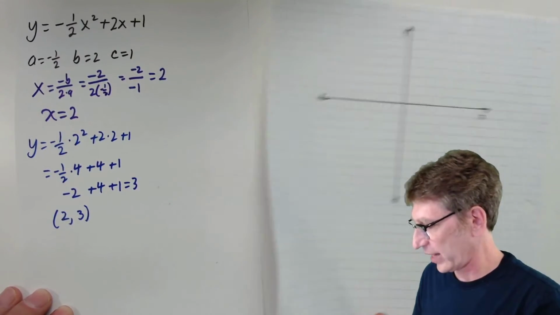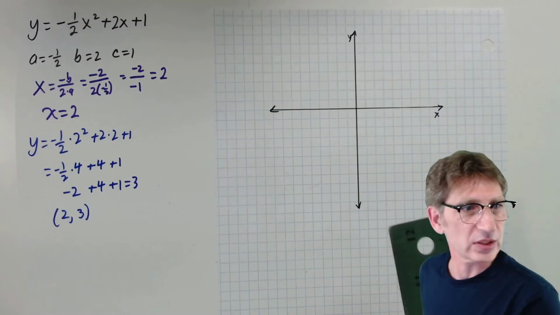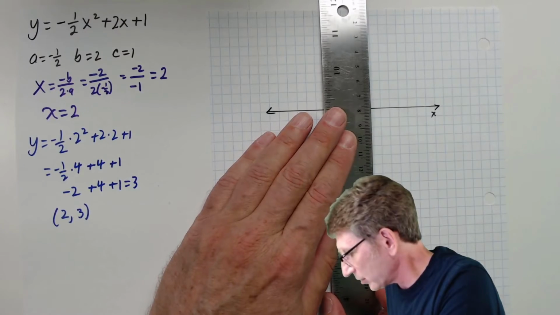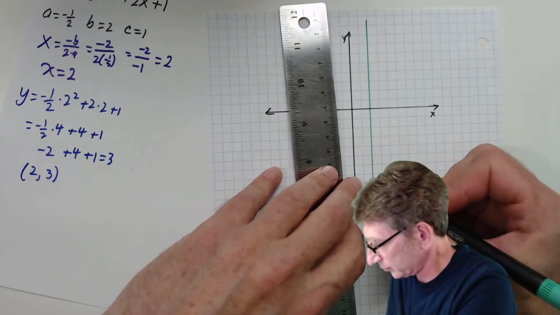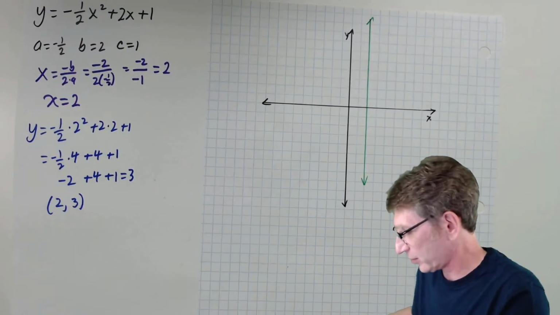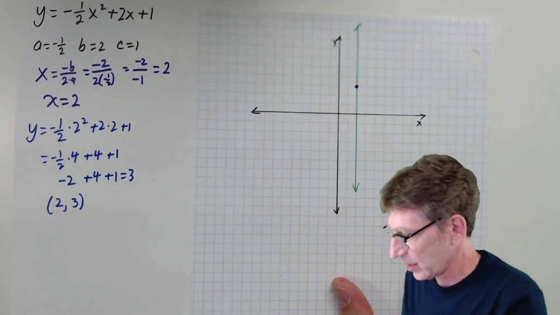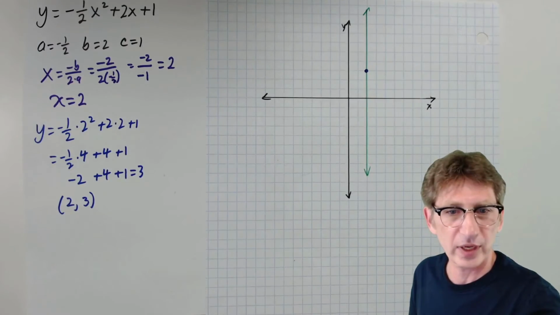Let's move to the graph and just get this information on there to make things a little bit easier. So x equals 2. The axis of symmetry is over here. X equals 2. The vertex, (2, 3). 2 and 2, 3 is right there. Now we can do a table of values to find out a few more ordered pairs.